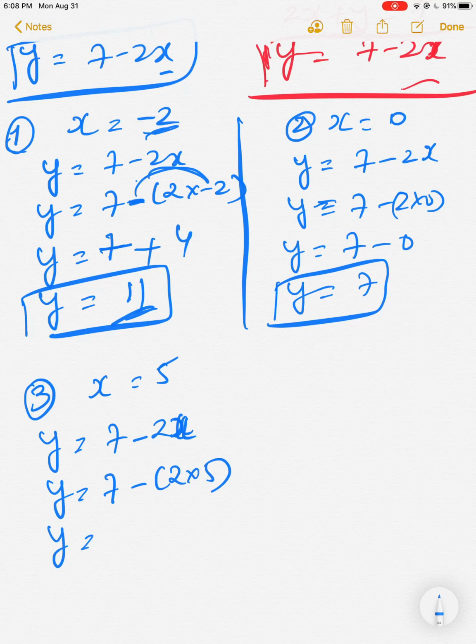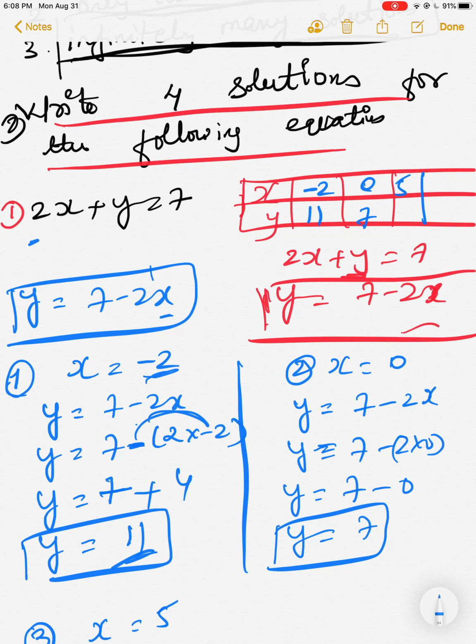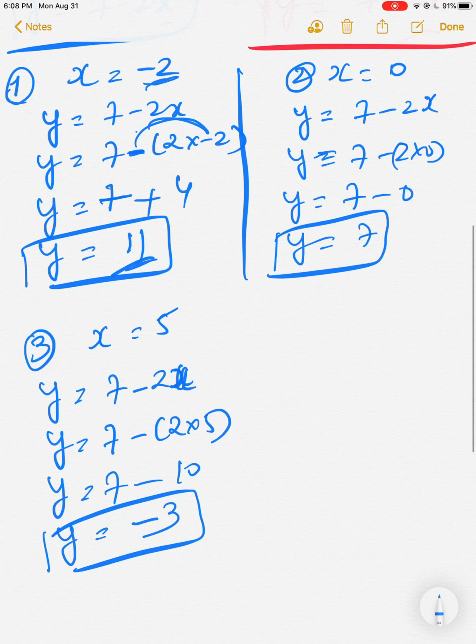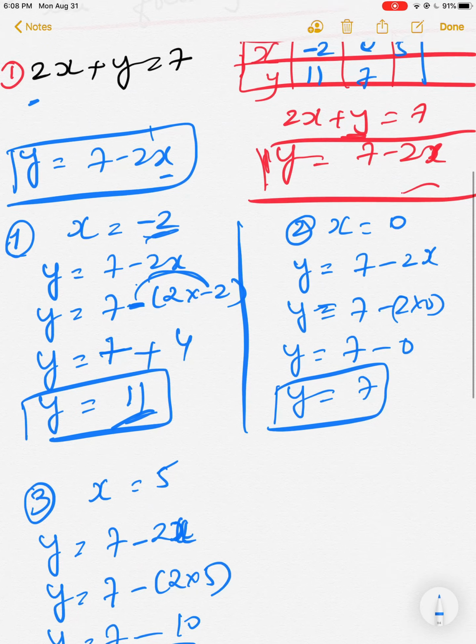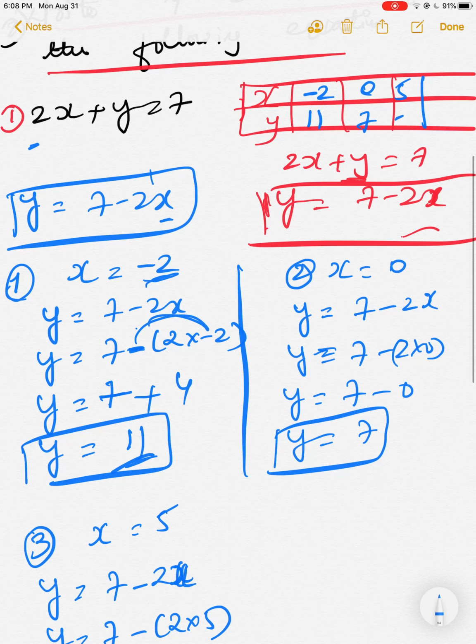y is equal to 7 minus 10. y is equal to -3. So if you are taking x value as 5, okay, y value we are getting as -3. Okay, this is the -3.